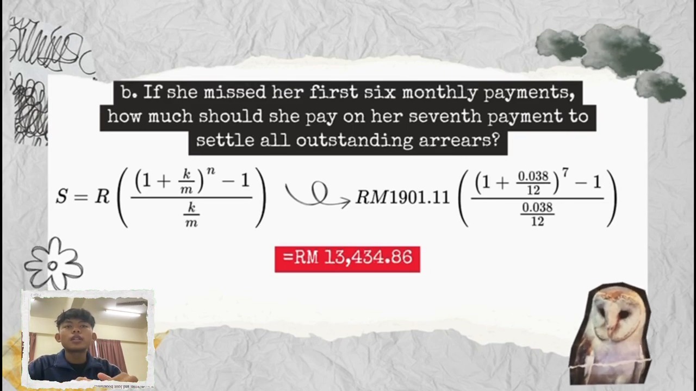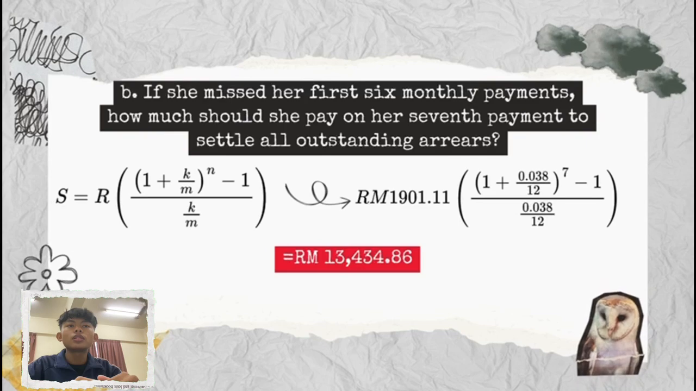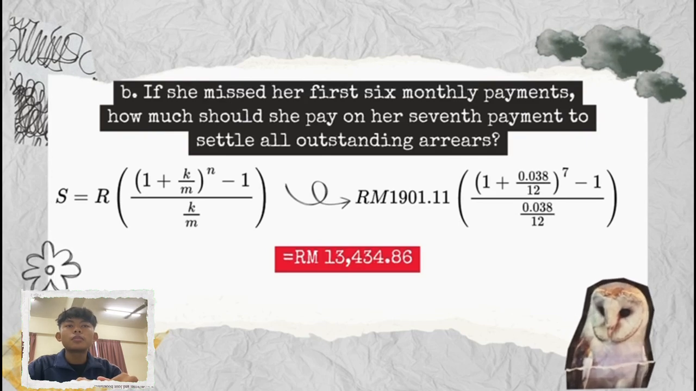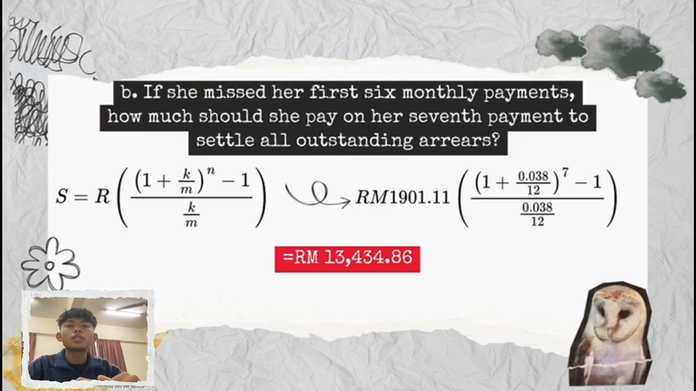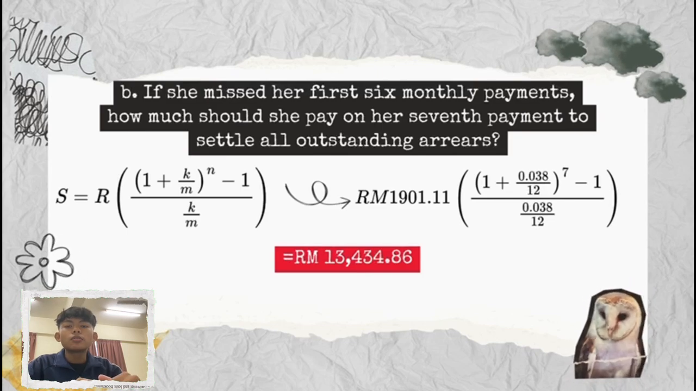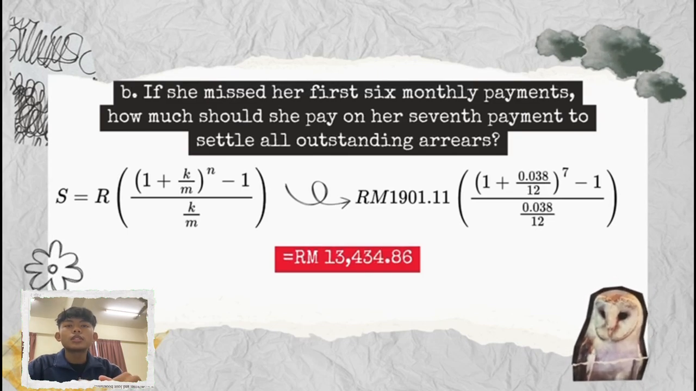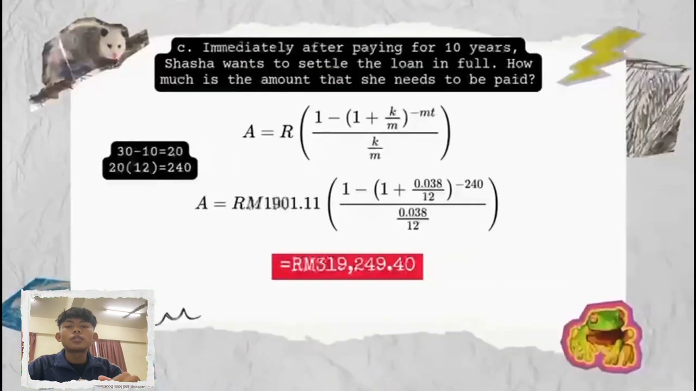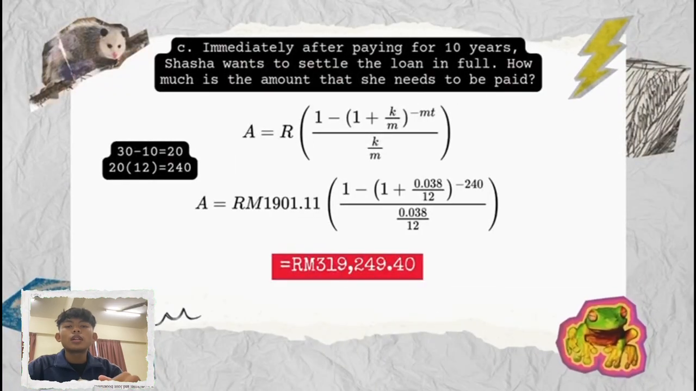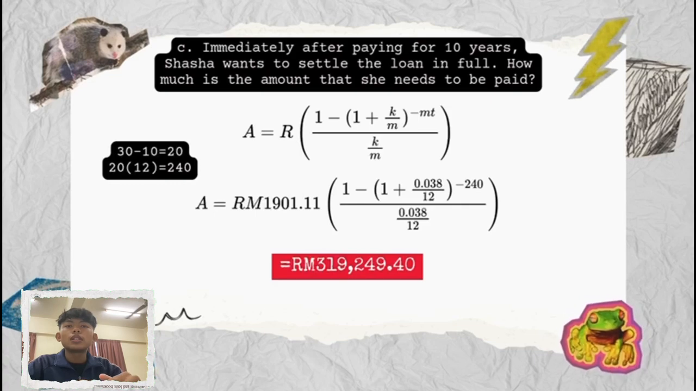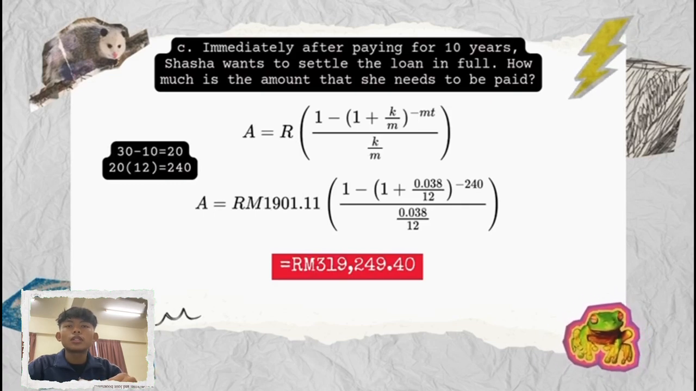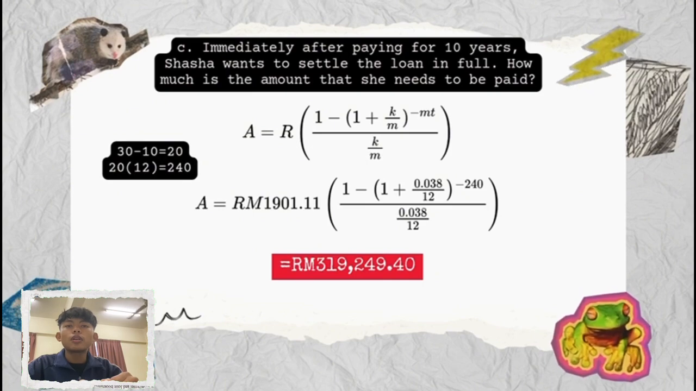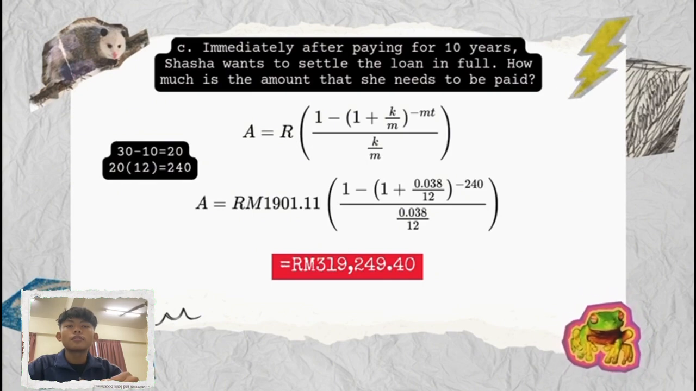Last but not least, C. Immediately after paying for 10 years, Sasha wants to settle the loan in full. How much is the amount that she needs to pay? So from the mention of question A, Sasha needs to pay for 30 years, but now she has paid for 10 years, so she needs to pay another 20 years. And then 30 minus 10 equal 20. So 20 times 12, we get 240 times.